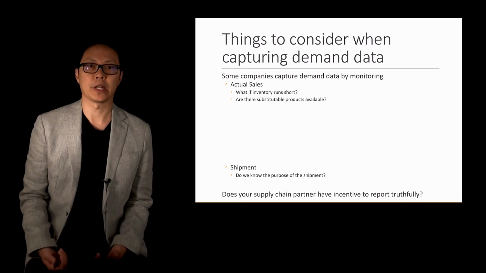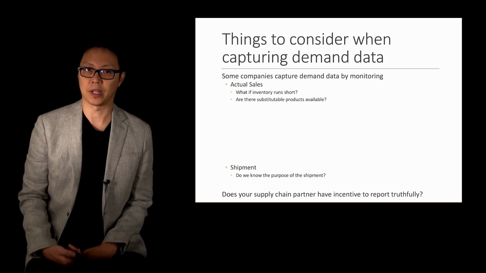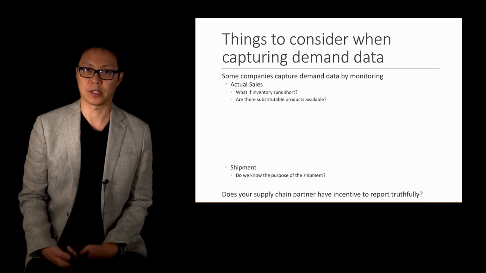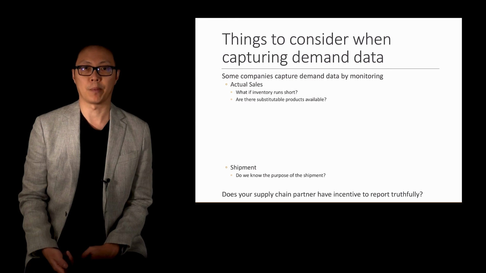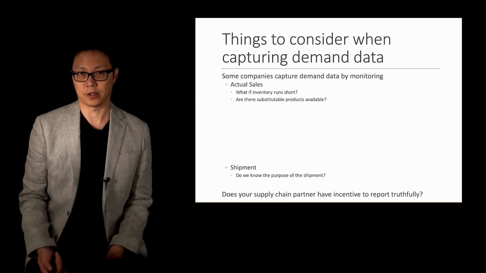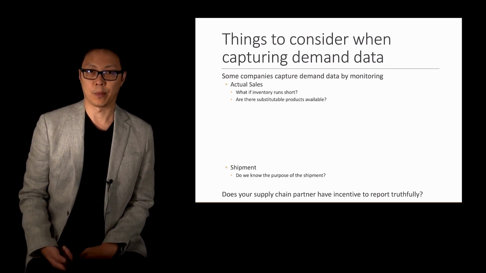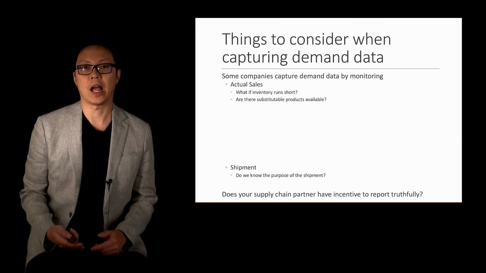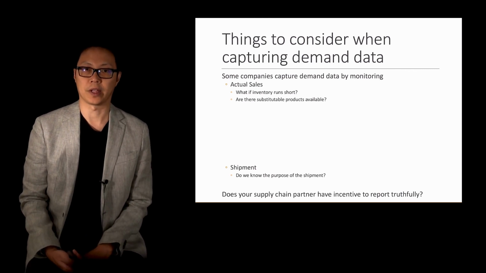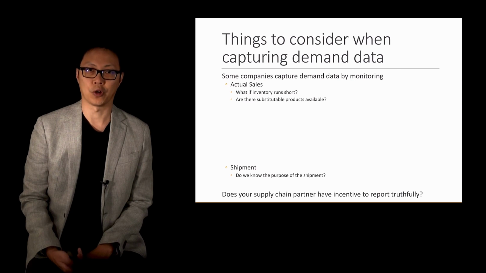There are a couple things that you should consider when trying to capture demand data. For example, many companies try to estimate the demand by monitoring the actual sales only. However, the actual sales data may not completely reflect the demand. For example, if your inventory level is 10, when you are completely sold out, you cannot observe demand that is higher than 10 based on the sales data, because the sales data will show 10 units sold only.